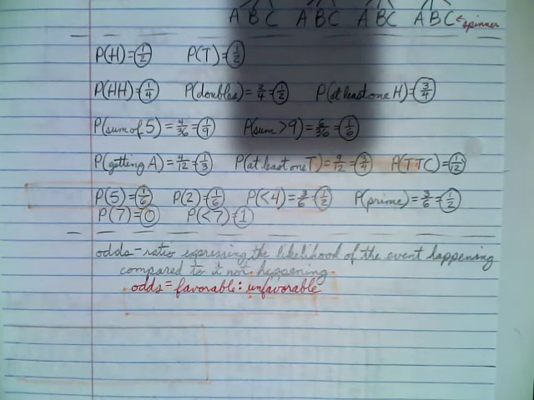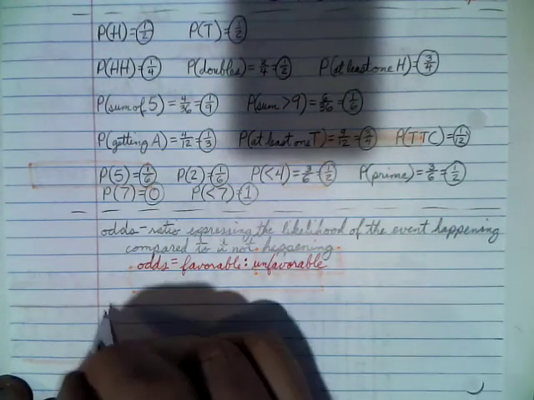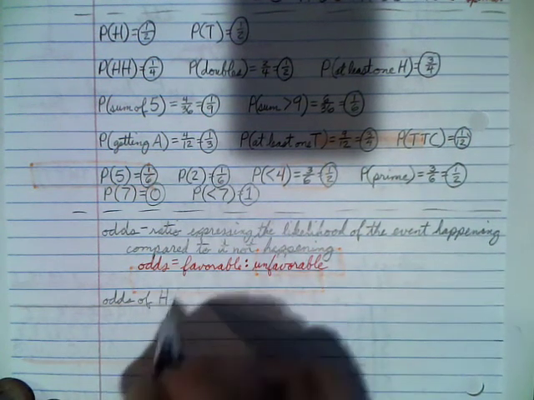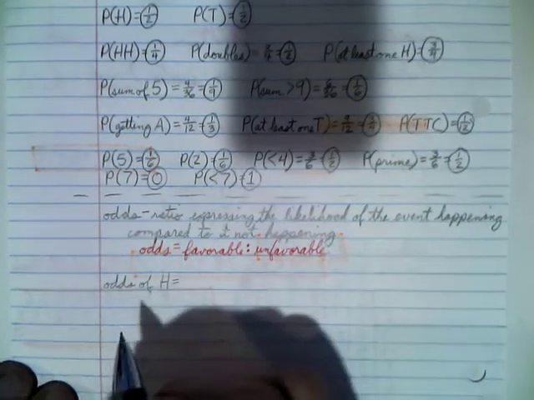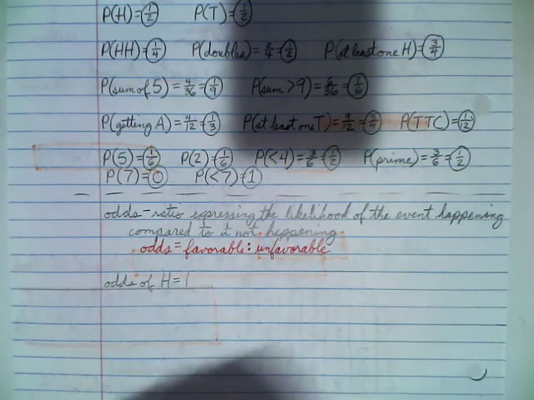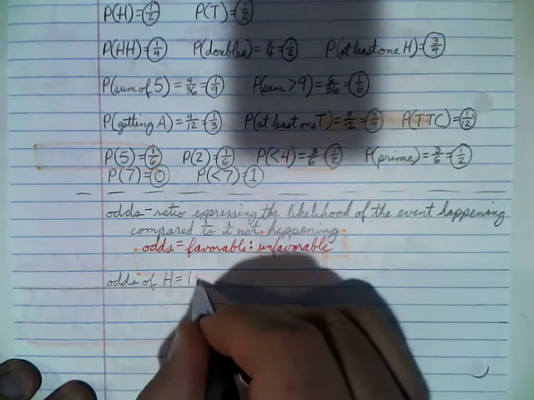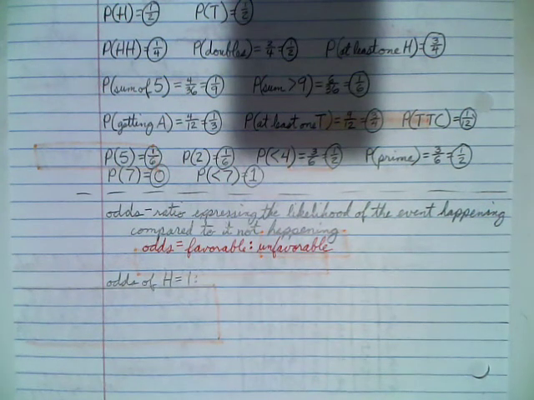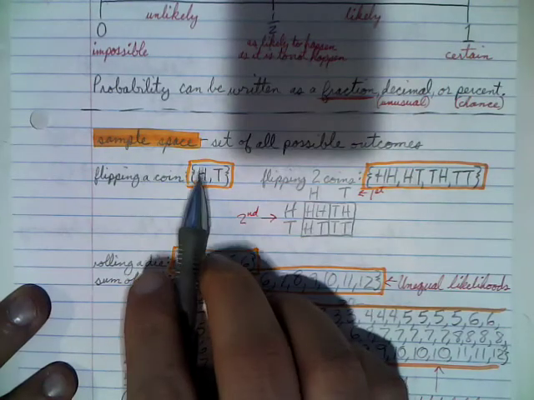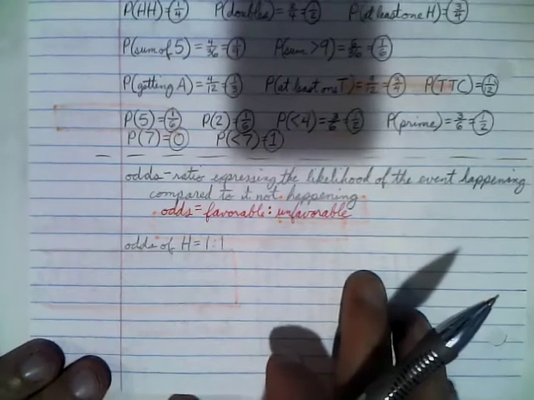And typically odds are written with a colon. So if we think about flipping a coin, if I ask you what are the odds of getting heads, well, the odds of heads are going to be how many possibilities are favorable to heads? So how many match being heads? 1. Compared to how many do not match being heads? Well, 1. So one of these is heads, one of these is not. It's a 1-to-1 ratio. The odds are 1-to-1.